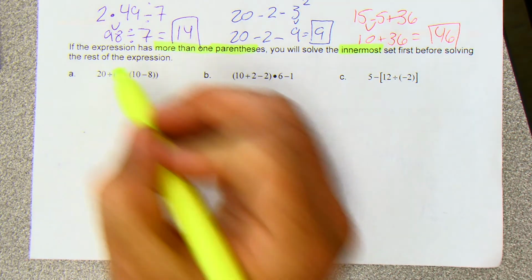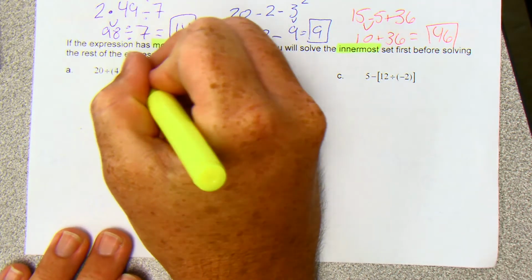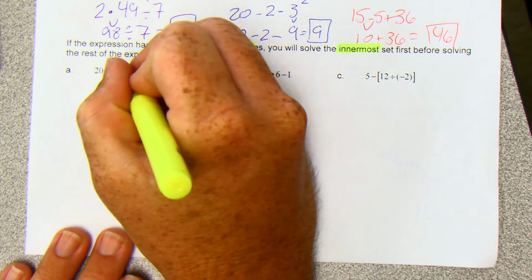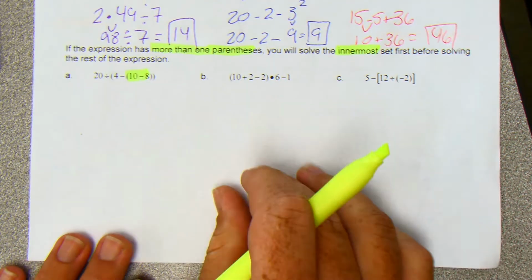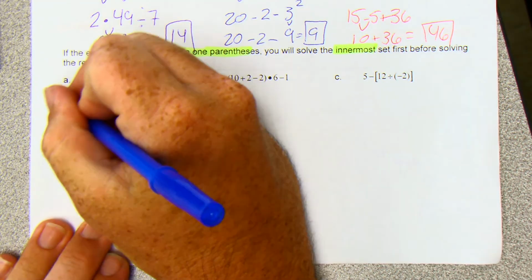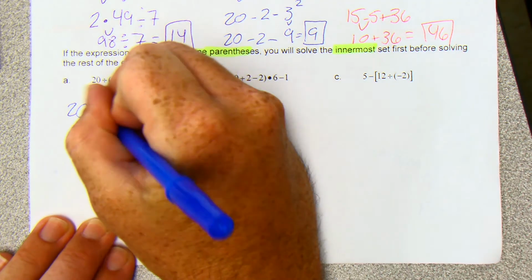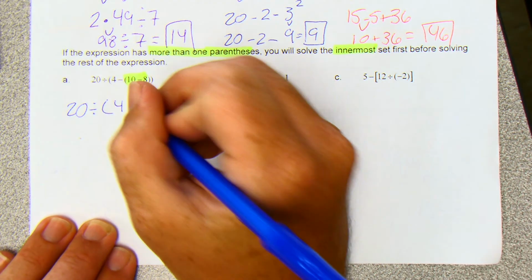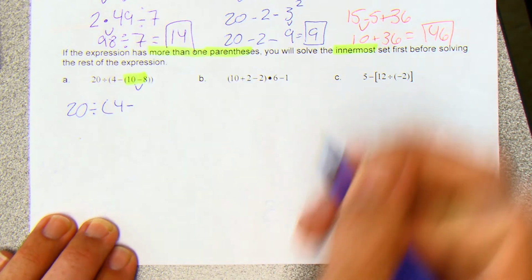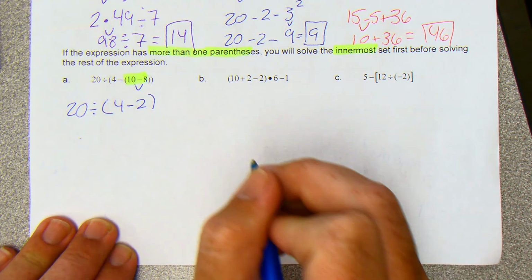Here we have a set of parentheses here and then a set of parentheses here. As you can see, this is the innermost set of parentheses, the parentheses on the inside of the other ones. So we solve that 10 minus 8 before we solve anything because that is our innermost set. I'm going to bring down my 20, bring down my divided by sign because we're going to do that later, bring down my parentheses, bring down my 4, bring down my minus, and then I'm going to do 10 minus 8. And 10 minus 8 is 2, and then I bring down my last set of parentheses.